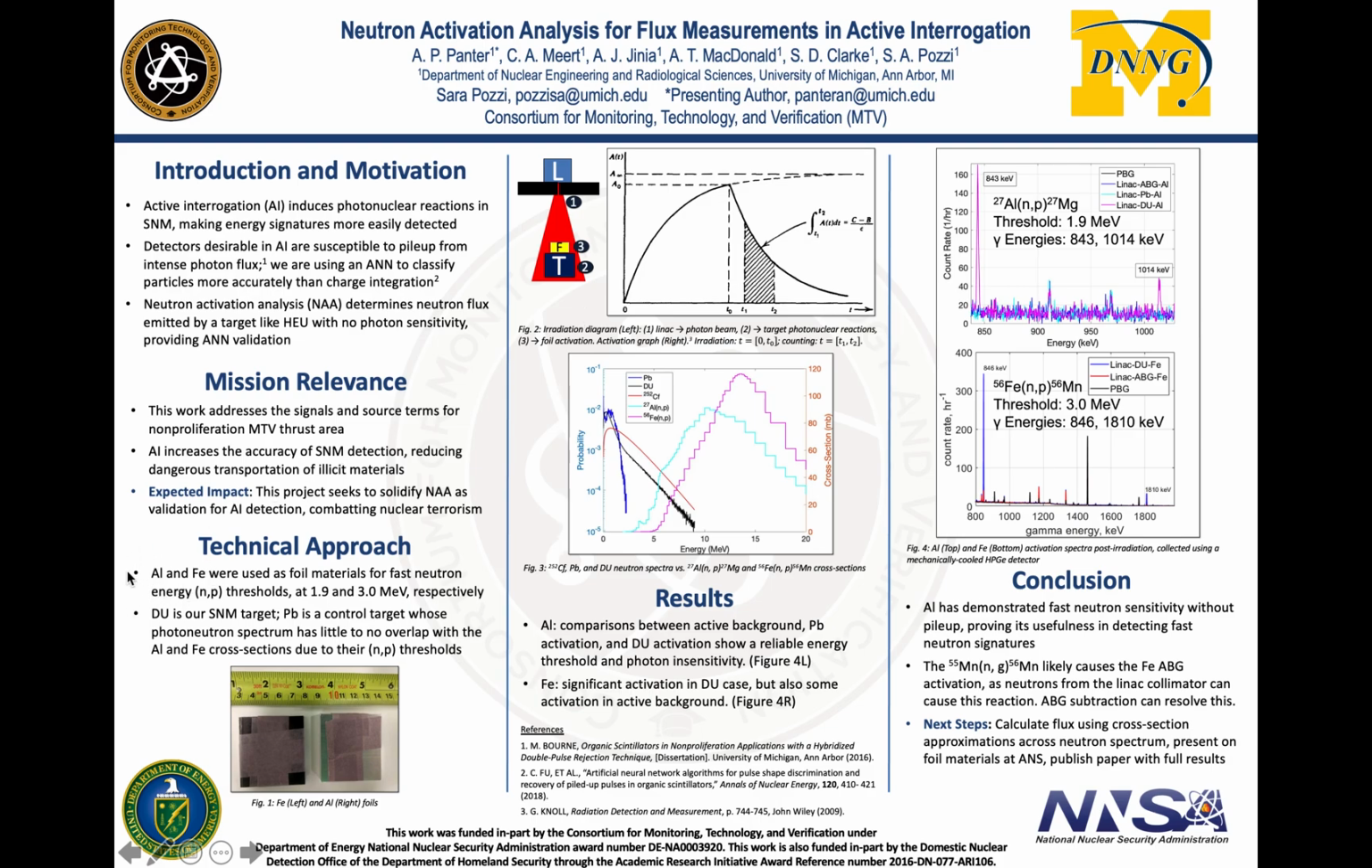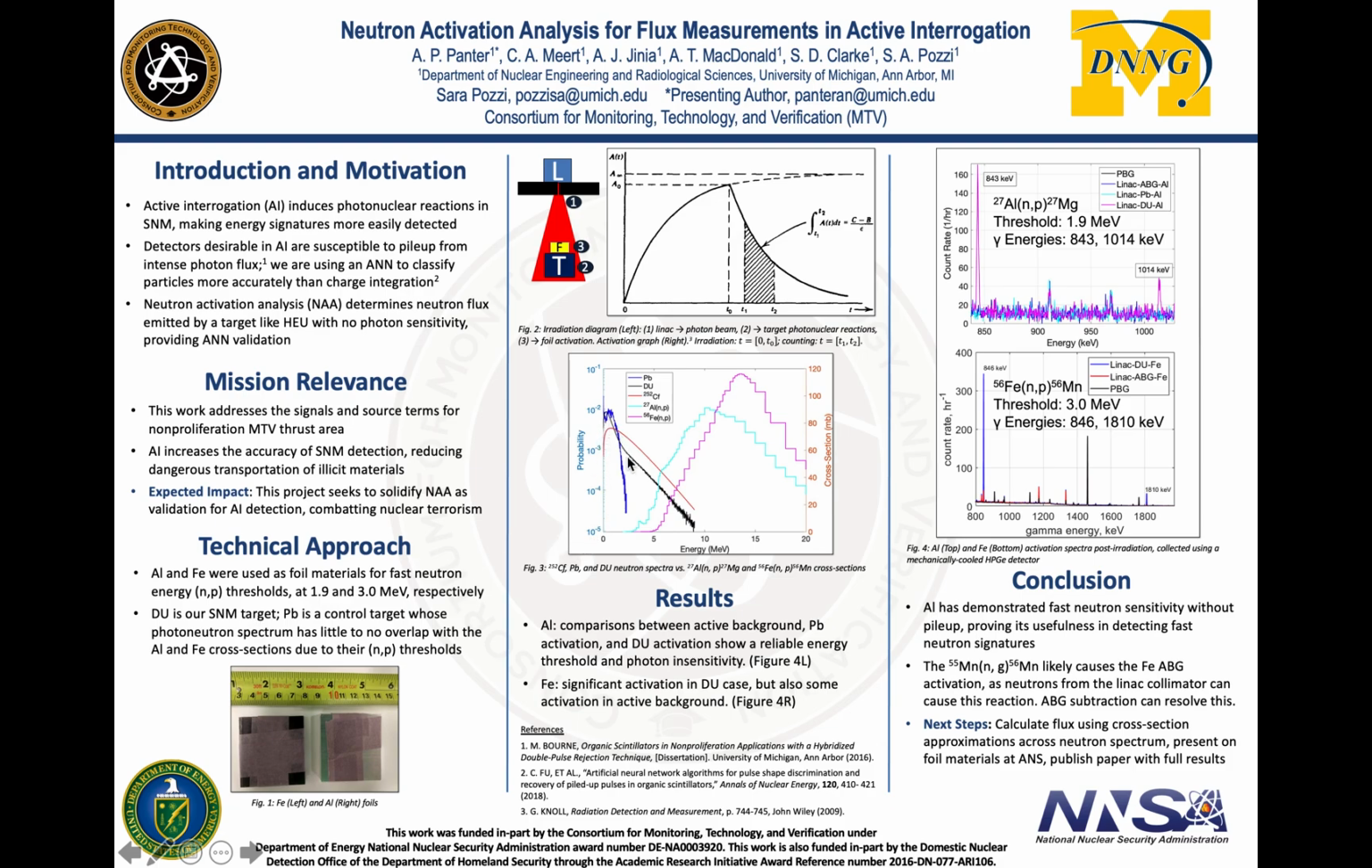We have used aluminum and iron, shown down here in figure 1, as our foil materials, as the aluminum-27 and iron-56 NP reactions have some fast neutron energy thresholds at 1.9 and 3 MeV respectively. Depleted uranium is our special nuclear material target. Lead is a control target, and you can see why over here.